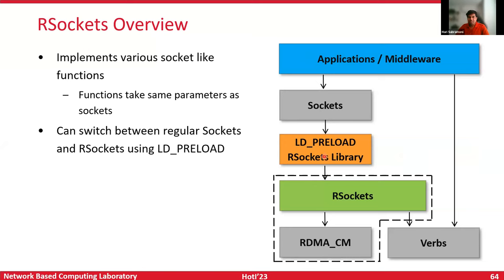So RSockets intercepts basic sockets calls and tries to redirect them through the RSockets library over RDMACM or verbs as appropriate. By doing this, we were able to bypass the user space to kernel space context switch and get good latency and good bandwidth. But the problem was that because we were still restricted by the sockets interface, one is not able to perform RDMA operations using that. So you still are restricted to your send-receive model.